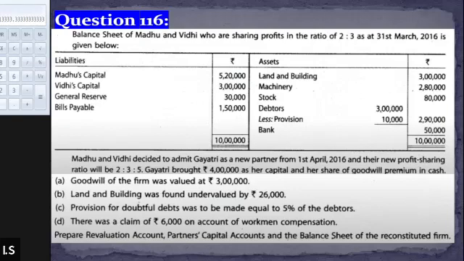116 says that there are two partners, Madhu and Vidhi, who were sharing the profit in the ratio of 2:3. Their assets and liabilities are given. The balance sheet is basically given, and it says that Madhu and Vidhi have decided to admit Gayatri as their new partner, and their new profit sharing ratio will be 2:3:5. So the new profit sharing ratio is already given. Gayatri brought 4 lakh as capital.